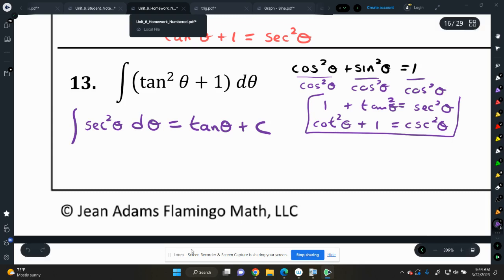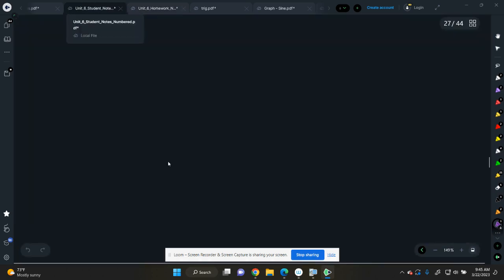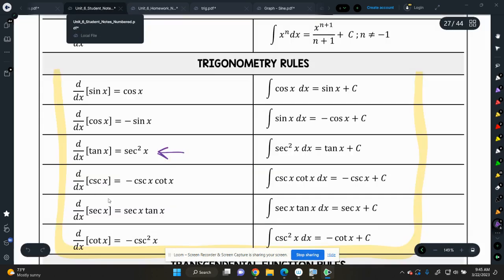Okay, number 14. Get this to move. Why isn't it moving? There it goes. Okay, so here, taking the integral of cosine, that one's not too bad because that has to be sine, right? Sine x plus, okay, the integral of 5 to the x, that's a to the x. Look at your formulas.